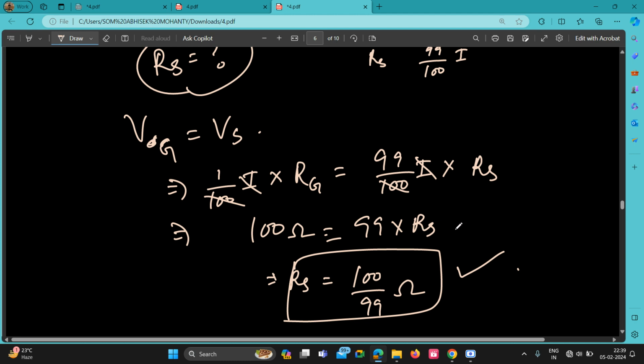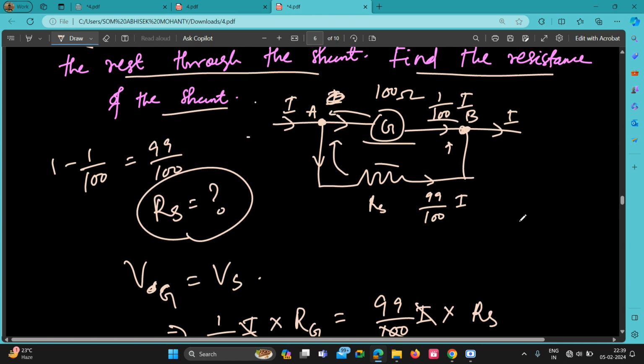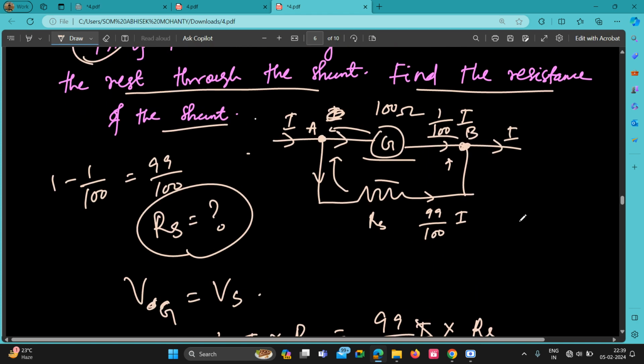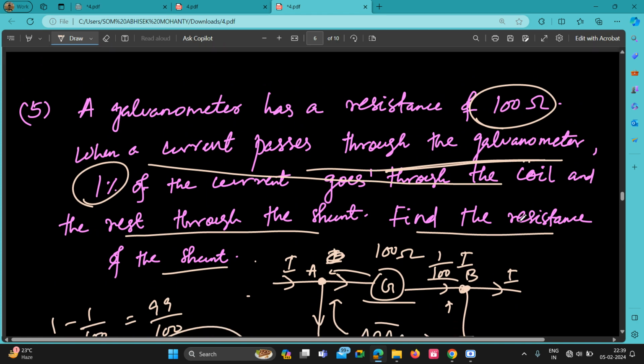Yeah, it's a very good question. So your concept of galvanometer and shunt will be clear. Next question, question number 6.